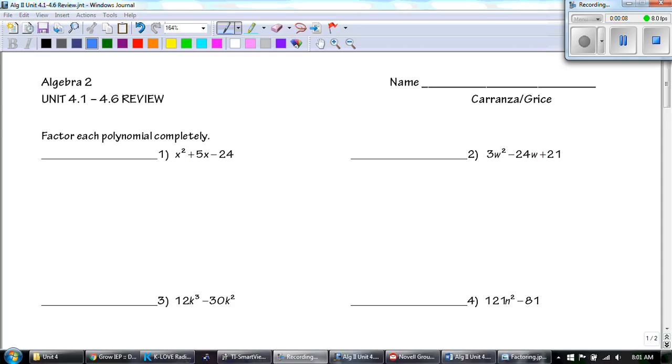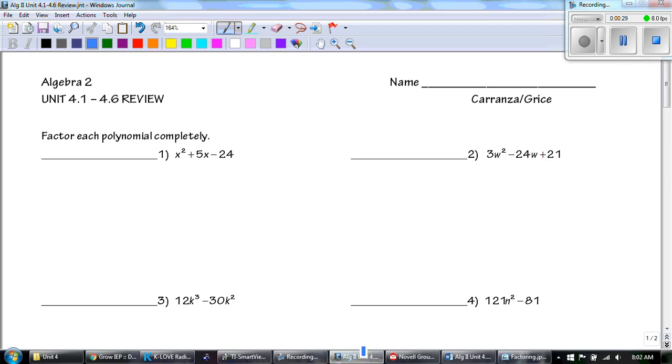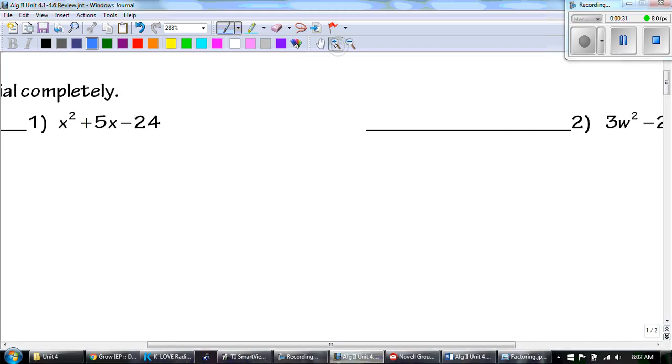Remember to factor each polynomial completely. Now, if you forgot the rules of factoring, we have this wonderful poster that Ms. Carranza made. If you don't have it, I would write it down, maybe pause the video and put it in your notes. Okay, let's move on. So, factor each polynomial completely.